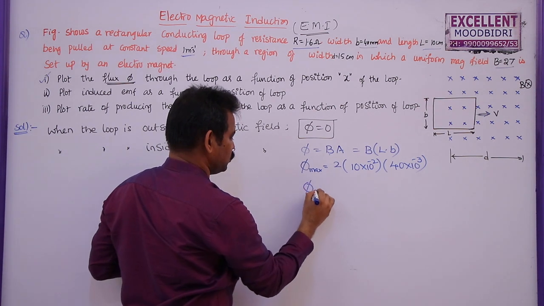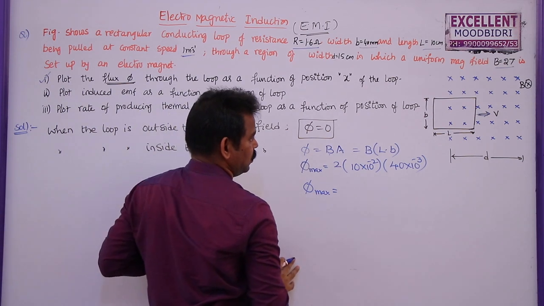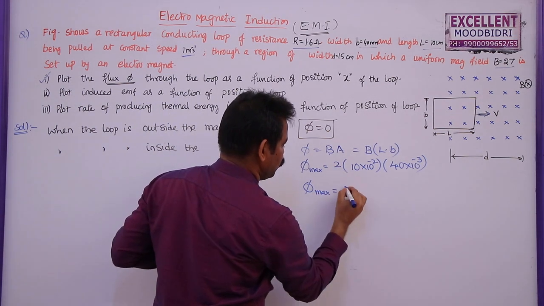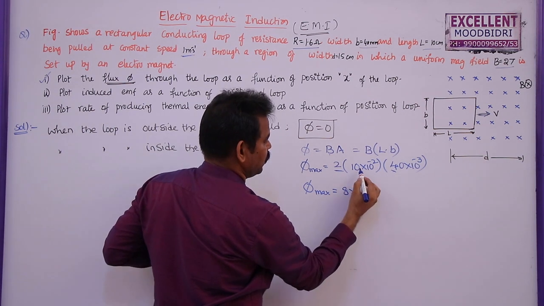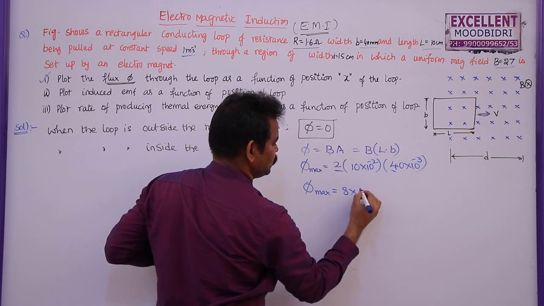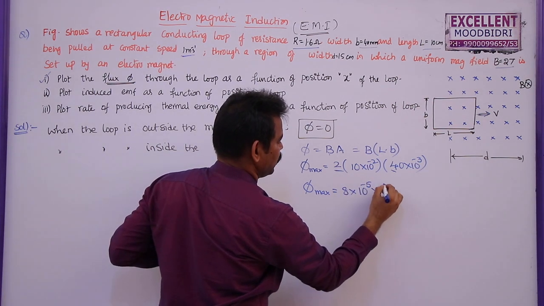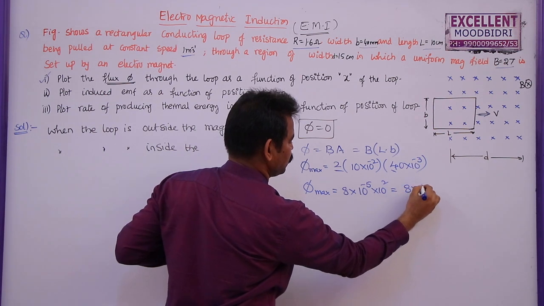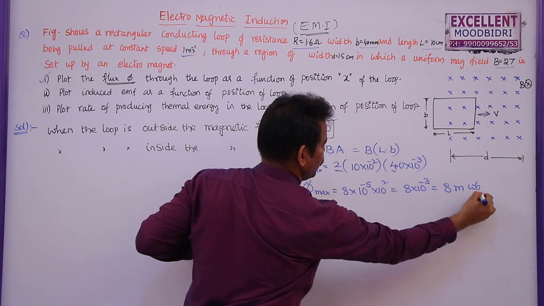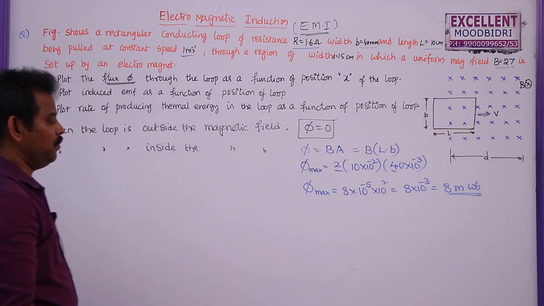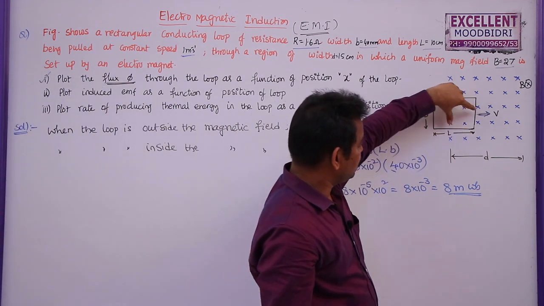So the maximum flux through the coil when the coil is inside this region is given by 2 into 4, that is 8, and the remaining terms are 10 power minus 2 minus 3, 10 power minus 5, times 10 squared. So this is 8 into 10 power minus 3 weber, 8 milliweber. This is the maximum flux passing through this coil when it is within the field.